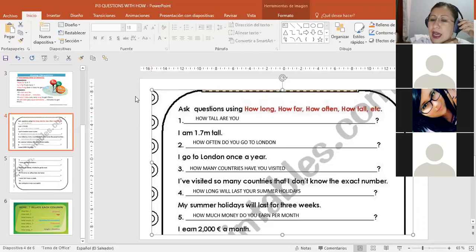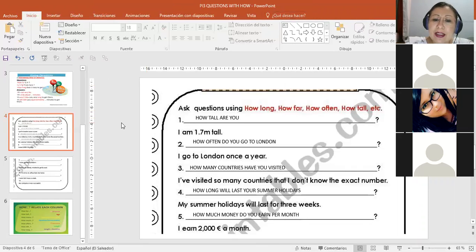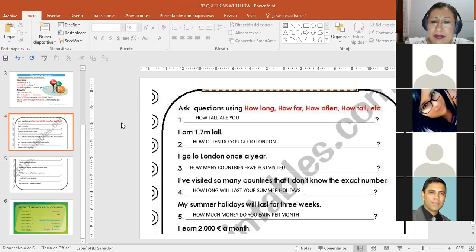How many countries have you visited? I visited so many countries that I don't know the exact number. Okay, very good. How long will your summer holidays last? My summer holidays will last for three weeks.